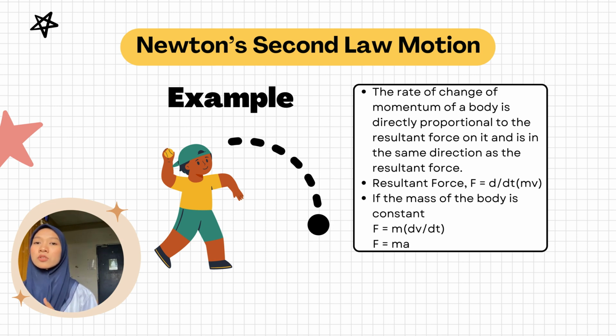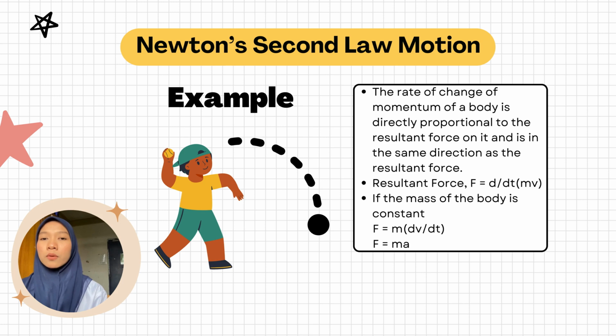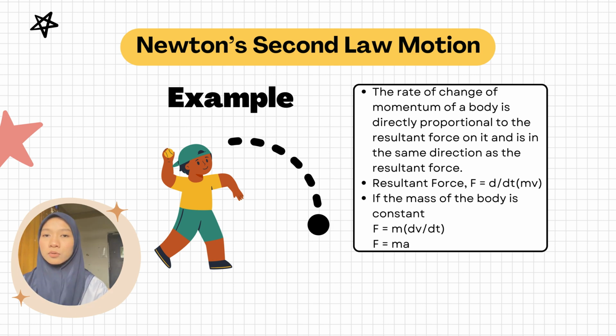directly proportional to the resultant force on it and is in the same direction as the resultant force. Newton's second law is represented by the expression F equals d over dt multiplied by mv. But if the mass of the body is constant, then F equals m multiplied by dv over dt, equals ma. For example, throwing a ball. When you throw a ball, the force exerted on it determines how fast it accelerates and how far it travels. Applying a greater force to the ball will result in a higher acceleration and a longer throw.